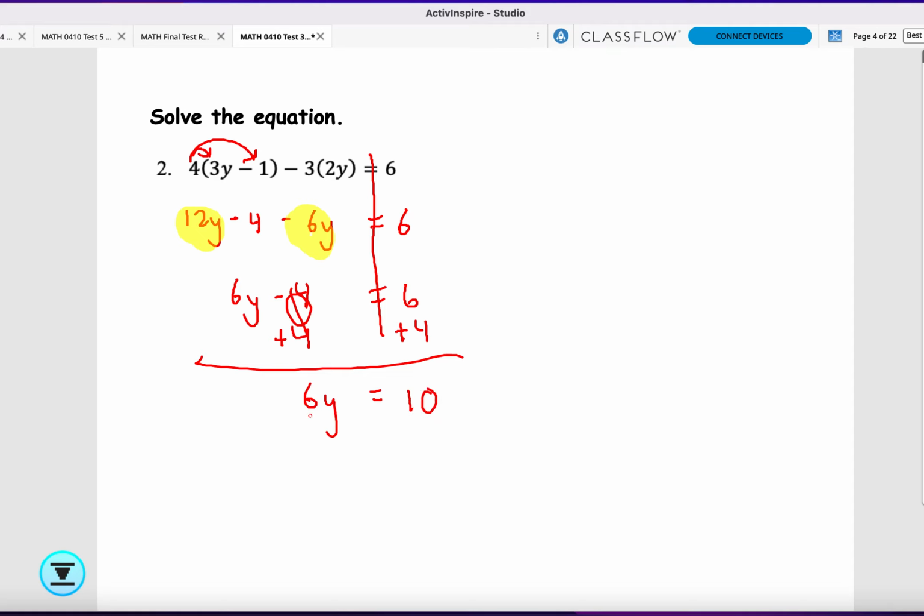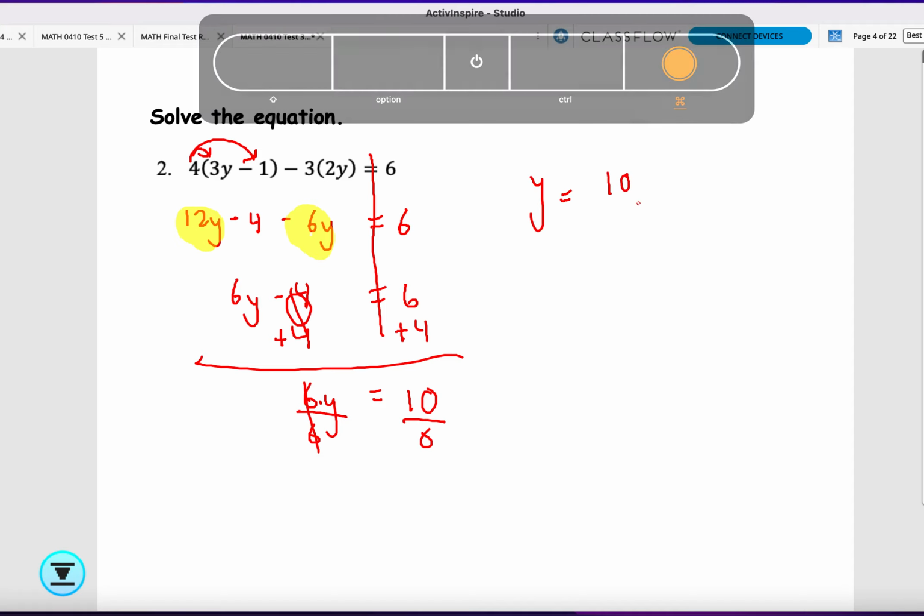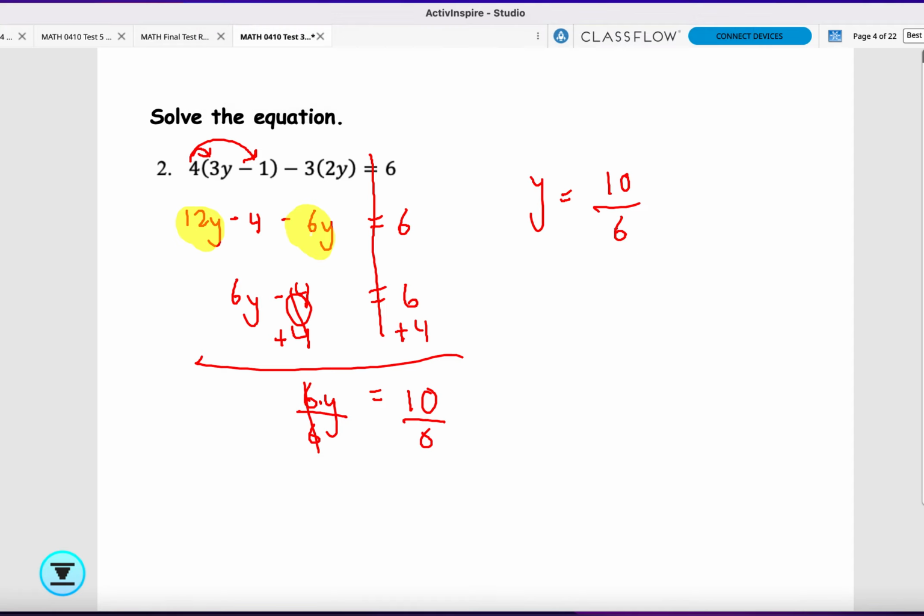And now we're almost done. 6 and y are being multiplied. What's the opposite of multiplication, y'all? Division. So we're going to divide 6 on both sides. So the solution is y equals 10 over 6. But remember, 10 over 6 can be simplified. What number can go into 6 and 10? The answer is 2. We can divide the top and bottom by 2.